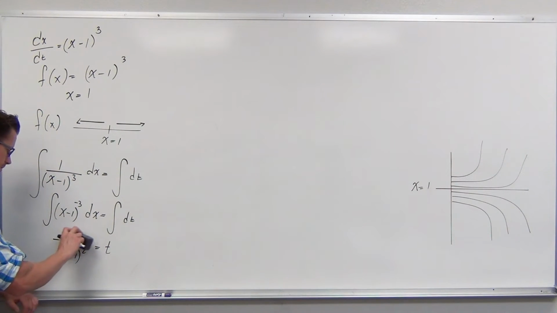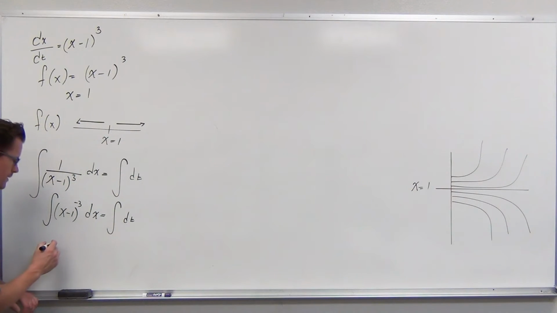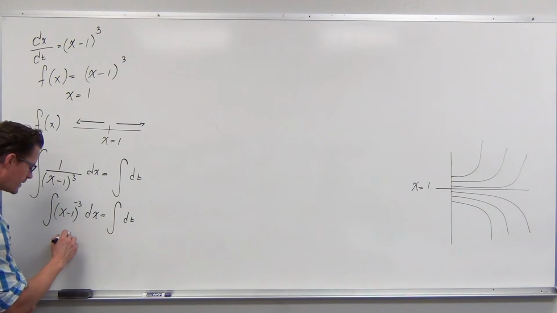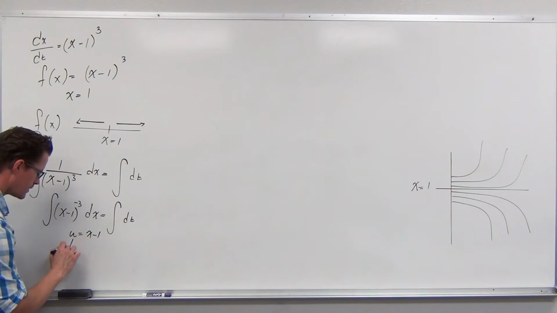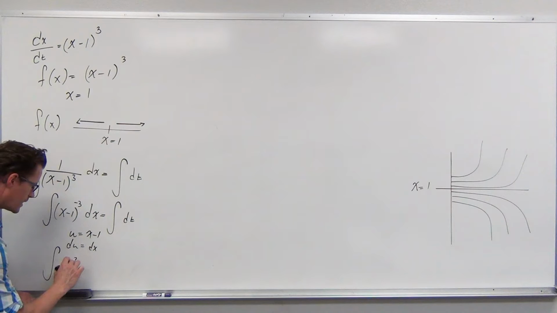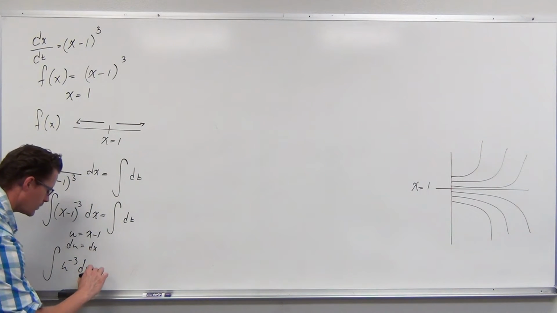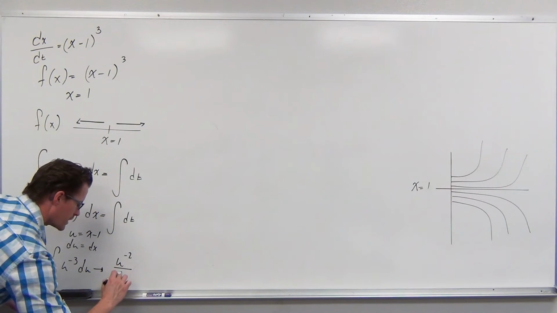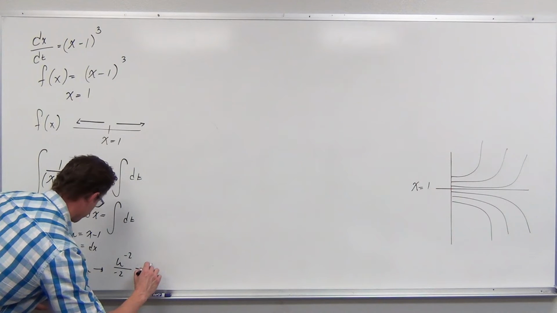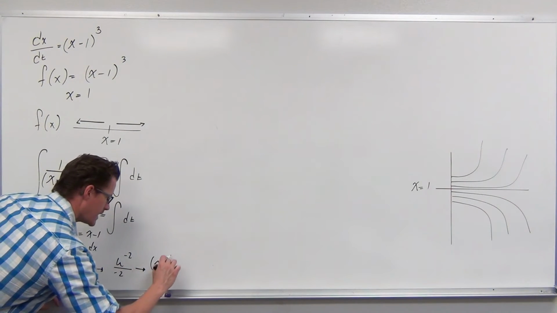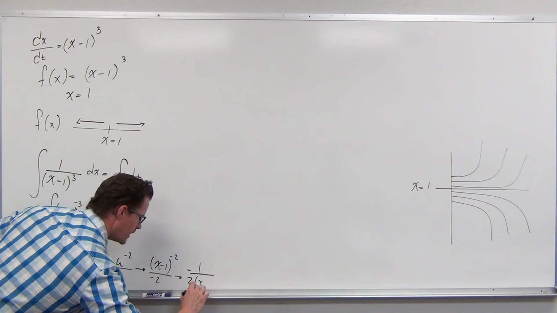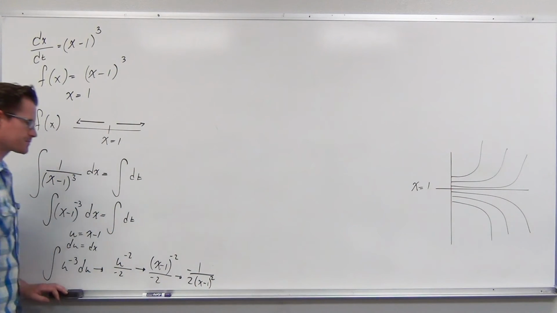Oh, I messed up. Sorry. Let's see. I think I have my 2 in the wrong spot. So let me just do my u sub. Integral of u to the negative third power du would give us this u to the negative 2 over negative 2. Yeah, see, I messed my denominator up. That would give us this x minus 1 to the negative 2 over negative 2, or negative 1 over 2 x minus 1 squared.